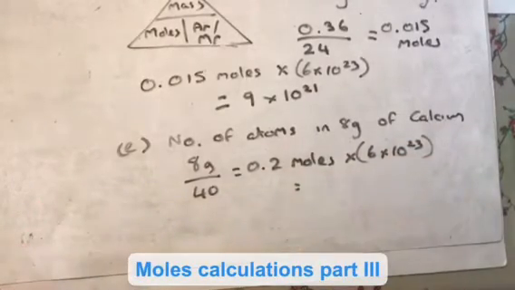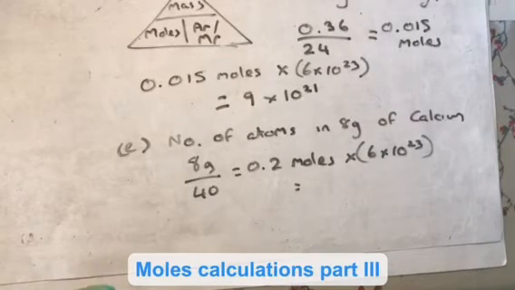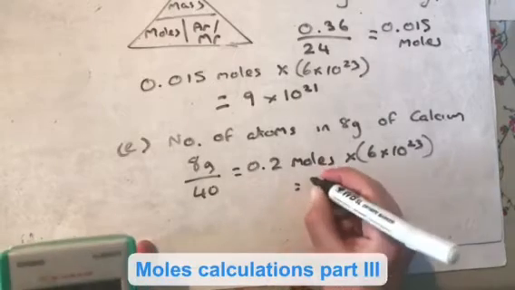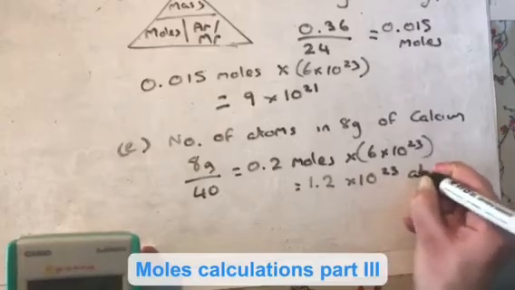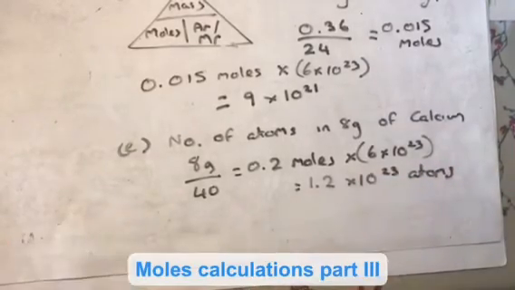Okay. Let me see here for a second. I'm going to put my calculator down. Okay, never mind. Okay, so 0.2 by 6 exp 23. So your answer there is 1.2 by 10 to the 23 atoms. Okay, so that's how many atoms.